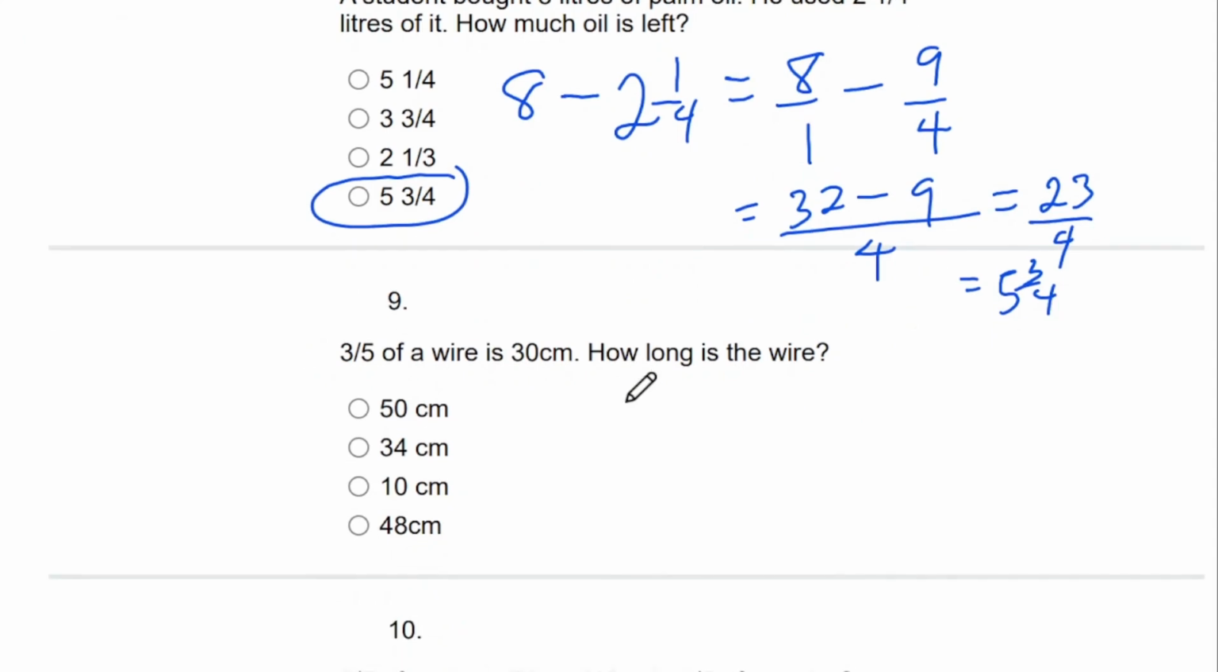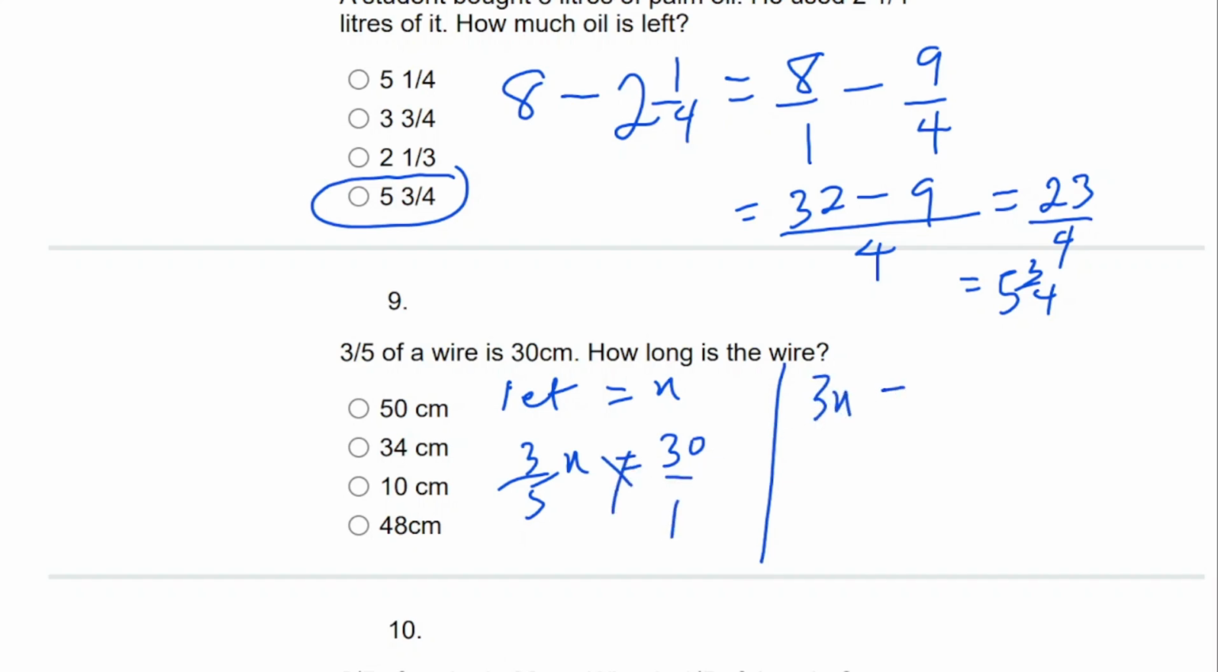Okay, so the next question. 3 over 5 of a wire is 30 centimeters. How long is the wire? Let the length of the wire be x. So that means 3 over 5 x is equal to 30. So 3x, cross multiply, equals 5 times 30, that's 150. Divide both sides by 3. 3 cancels 3. Then x is equal to 50. So the length of the wire is 50.